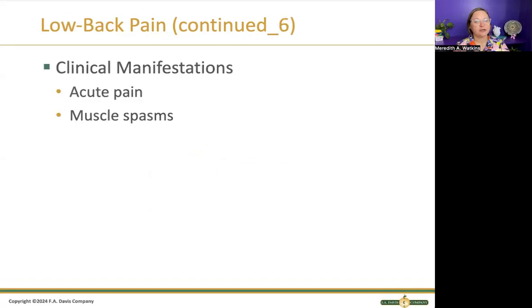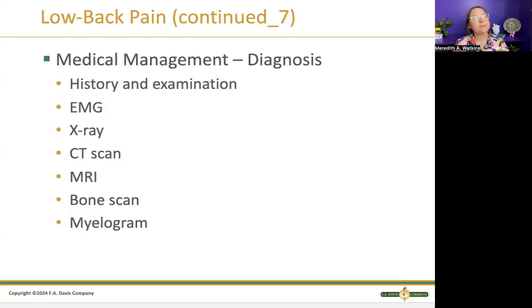So spinal degeneration, of course, happens over time, slowly and gradually, whereas a muscle spasm, like if you lift something too heavy, those symptoms will come on acute and very quickly. Or if there's a bulging disc, that can also happen quickly. So clinical manifestations of low back pain include acute pain and muscle spasms. And there are a number of different tests that the providers can order to determine the problem with the spine and if there is a herniated disc or a bulging disc, or if this is just musculoskeletal pain.